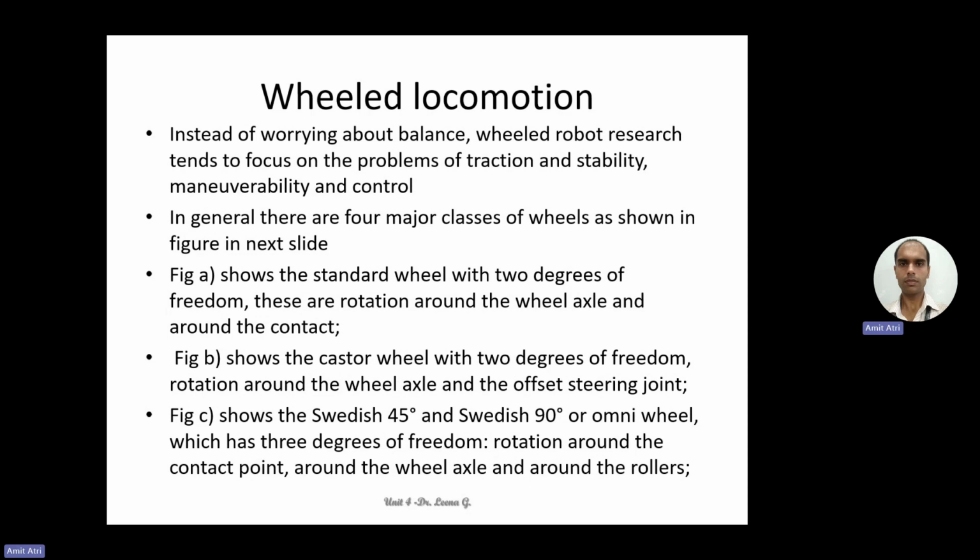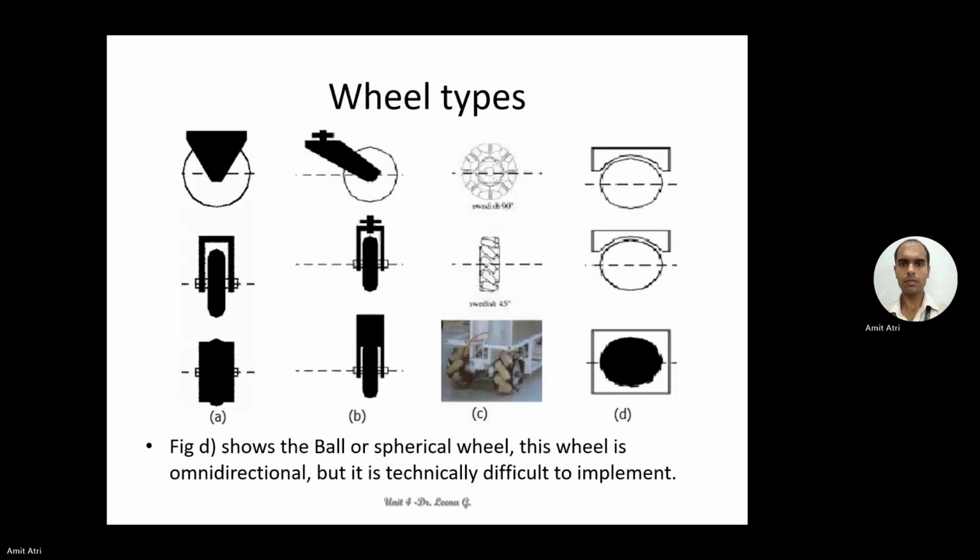Instead of worrying about balance, wheeled robot research tends to focus on the problems of traction and stability, maneuverability, and control. So stability, then traction, the moving, maneuverability, and control. These are the main focus areas in the wheel locomotion system. So there are 4 major classes of wheels. Here the types of wheels are represented: standard wheel, caster wheel.